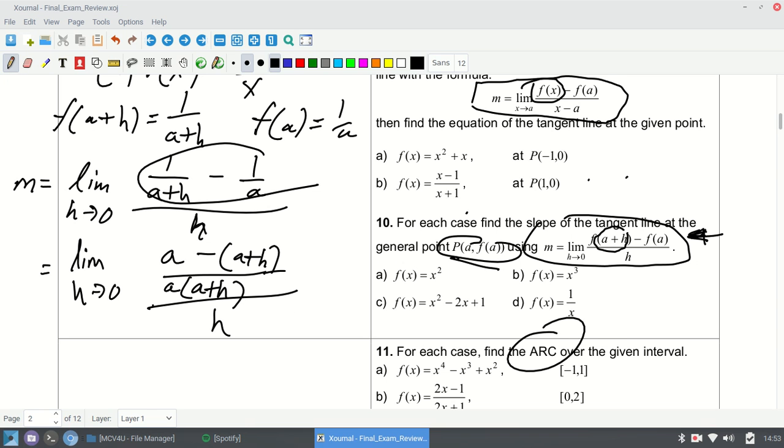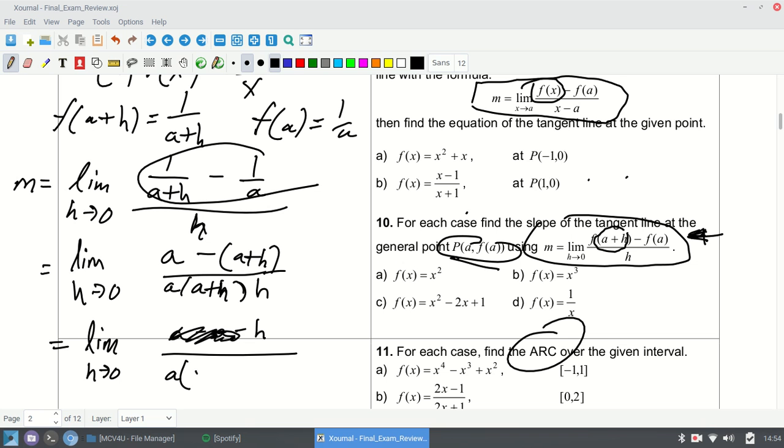So what I can do in this case is just put the h right next to it like that. That's what I'm going to do. And when I subtract the top, when I actually expand and subtract, I get a minus a minus h. The a's cancel, and I get a negative h on the top. Don't forget about that minus. That's a negative, so it's negative h. So when I kill negative h with h, I'm left with negative 1 on the top.